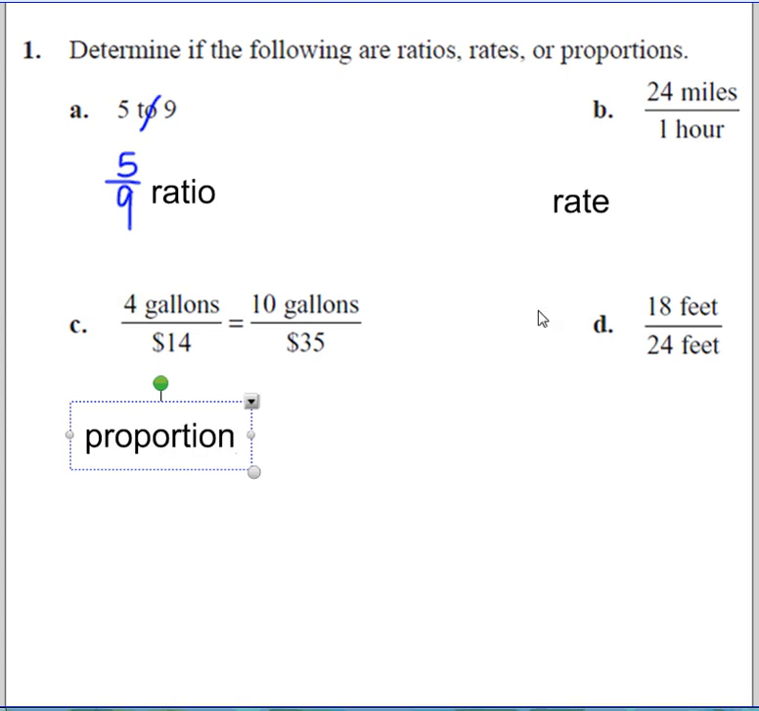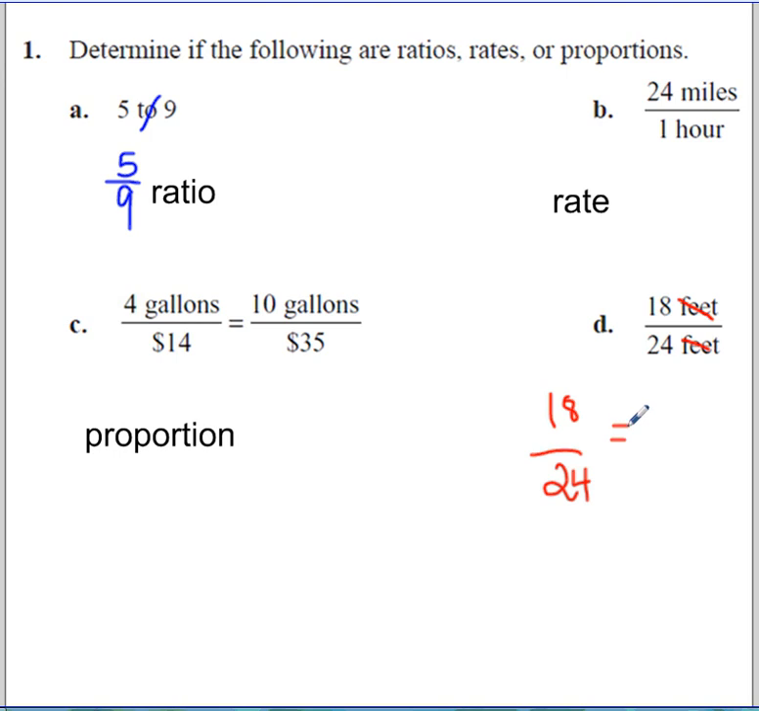And then D, we have 18 feet over 20 feet. For that one, we have labels, but this time they are matching. So we have feet over feet, and it told us that we don't need to write them because we can cancel them out top to bottom. So we could write this ratio as 18 over 24, and we could even simplify it if we wanted to.